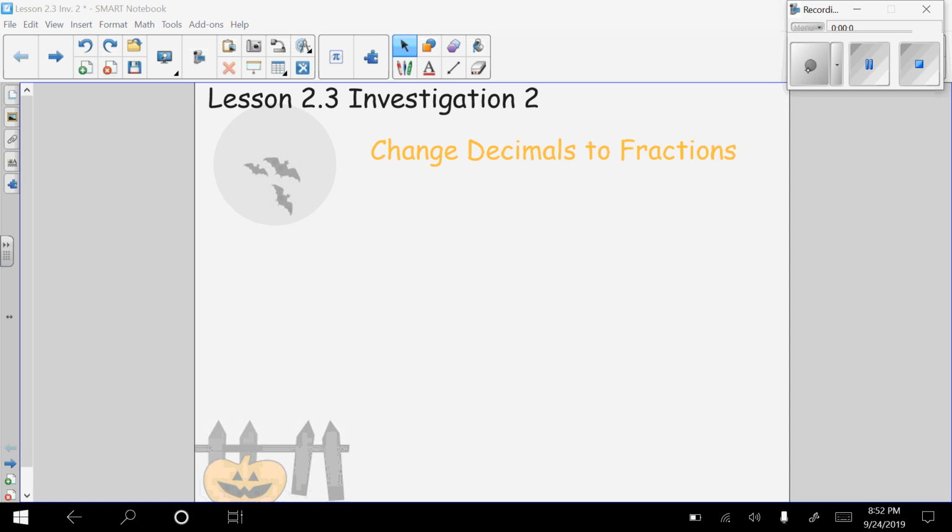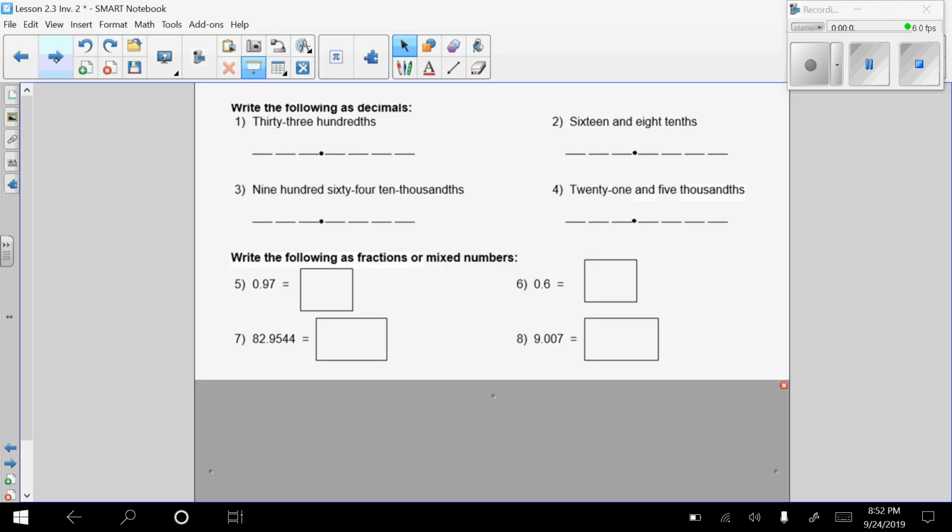About changing decimals into fractions. First, let's review our place value a little. This is not in your notes, so just listen. First one says write the following as decimals, 33 hundredths.